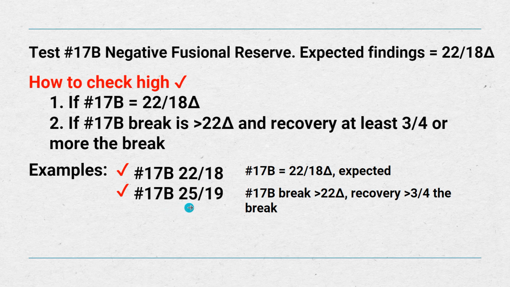Ang kaning sa second example, ang 17B break is greater than 22, and also ang iya recovery is greater than 3/4 the break. So pila recovery nato nga rin is kining given, which is 19. Iya ang 3/4 the break. So ang kining 25 multiply nimo sa 3 and i-divide nimo 4. So 18.75. So ang kining recovery nato na 19 is greater than 18.75. So mo nang gi-consider siya na check high.